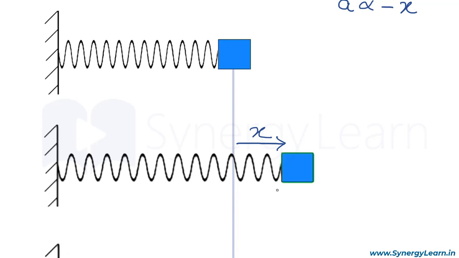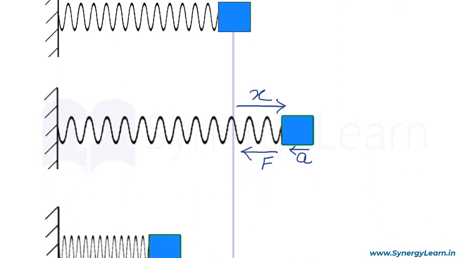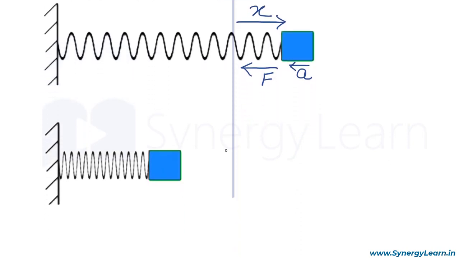Then as the spring is elongated, it will exert force in the backward direction, and therefore the acceleration is in the backward direction. So the displacement and acceleration are in opposite directions. Similarly, when the block displaces inwards, like in this diagram, when the spring gets compressed, that is, the displacement is negative, then the force by the spring is in the forward direction, and hence acceleration is in the forward direction. So again, the acceleration is in the direction opposite to displacement.